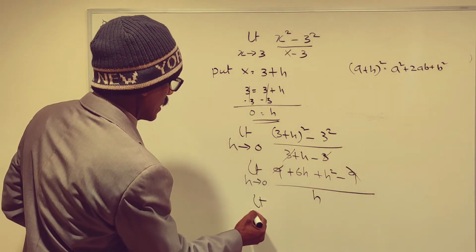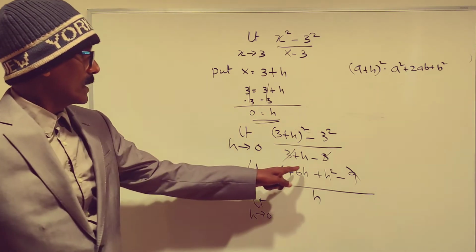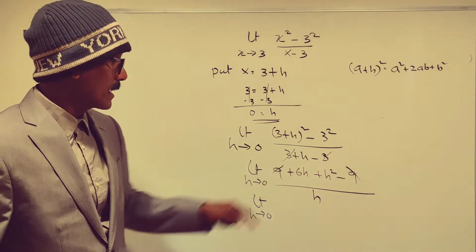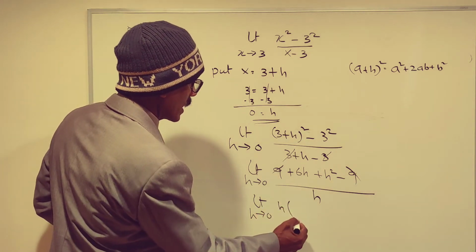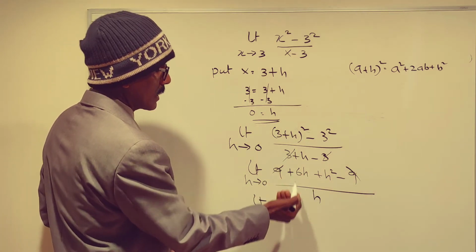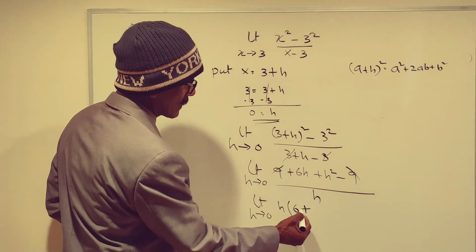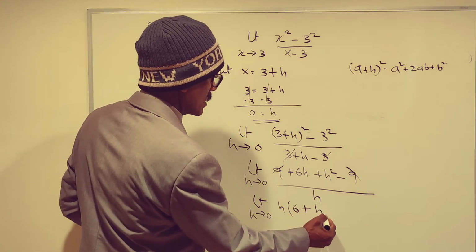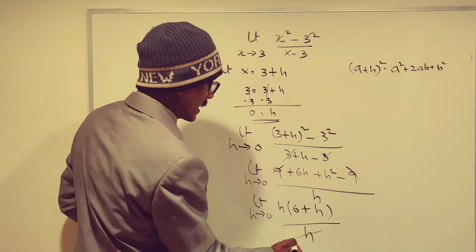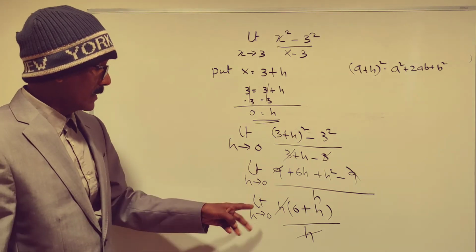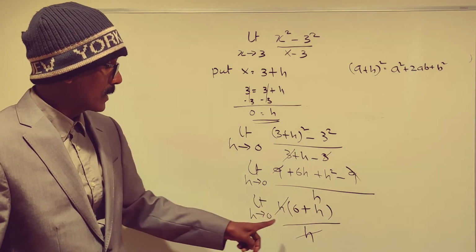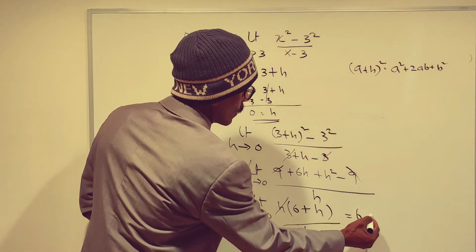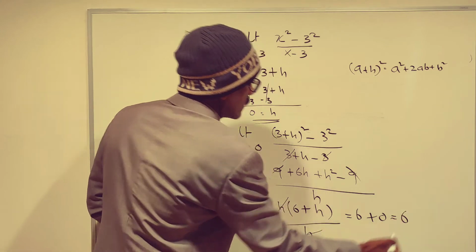Limit h tends to 0, 6h plus h square divided by h. Take h as a common factor. h outside. So when you take out h, left over is 6 plus, when you take h from h square, you get h, divided by h. Then cancel numerator and denominator. Then substitute the value of h is equal to 0 here. So when h is equal to 0, in 6 plus h, you get 6 plus 0 is 6. See, this is the third method.